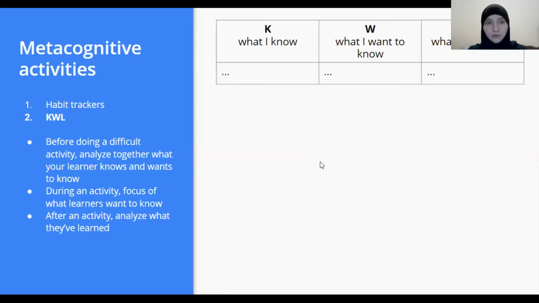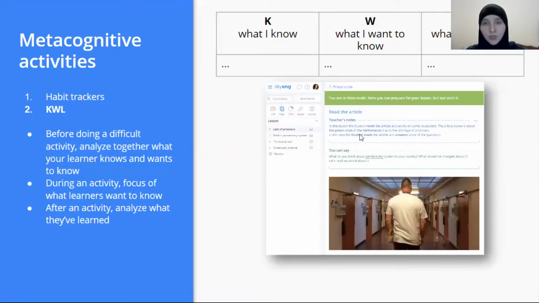Before doing something difficult, we focus on what we know about this. Then, during an activity, we focus only on what learners want to know. And finally, after an activity, we together analyze what I have learned. So you show them this tool during the lesson, and then they can use it even while doing their homework.